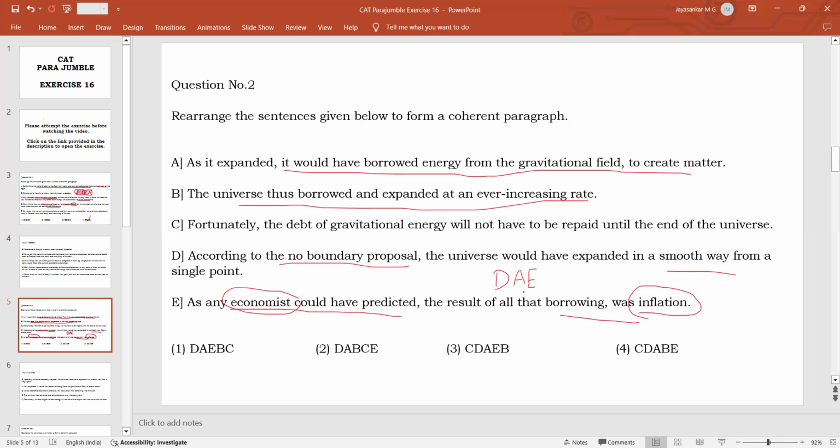So we have to first talk about the economic theory, then the statement in B. So DAEB will be the sequence, then followed by C, because C talks about the end of the universe. Like in anything, when you borrow something, you have to repay ultimately, right? So here, if you repay, what will happen? Because the expansion is due to the borrowal, if you repay, all that expansion will come down, or it will contract, or ultimately the universe will end.